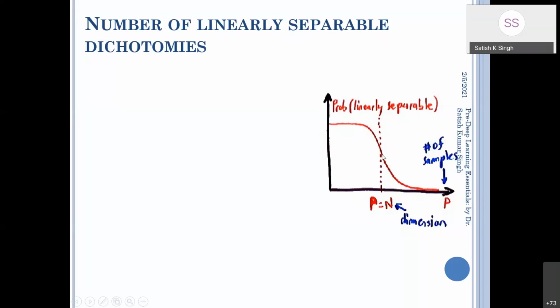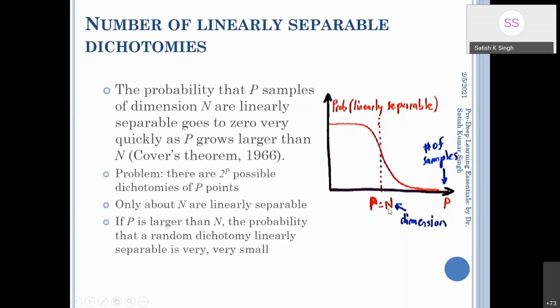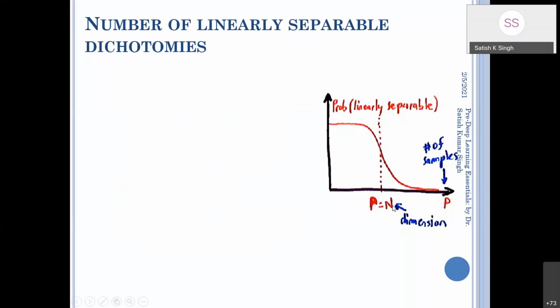The compromise point is where the number of samples equals the dimension of the vector. There the probability is 0.5, so this may be a compromising point. Up to this it is fine. But if the number of samples is very large compared to the dimension, the dimension of the representation, meaning the dimension of the feature vector, then the linear separability probability decreases very quickly.